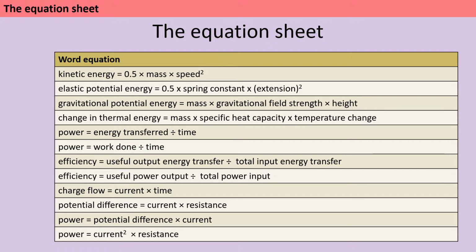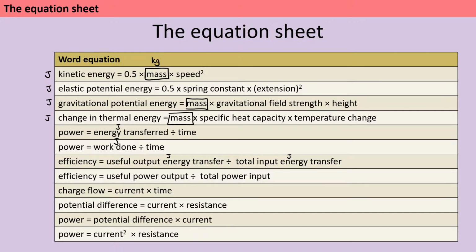The equation sheet also doesn't tell you what any of the units for these quantities are. It's a good idea at the very start of your exam, before you start looking at the questions, to write down what these units are. You should know that all forms of energy are measured in joules, and that includes work done, which is just another type of energy. Mass needs to be measured in kilograms.